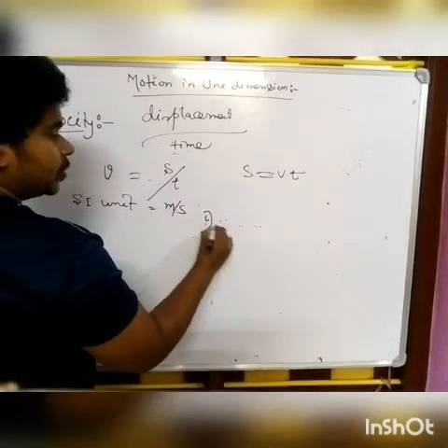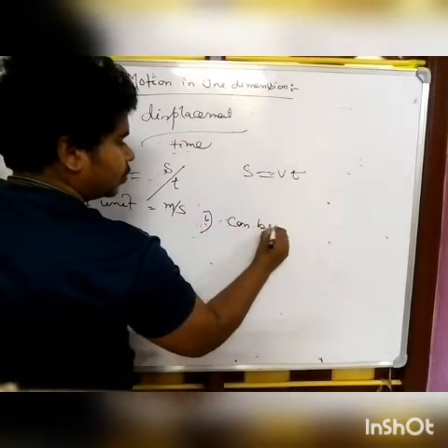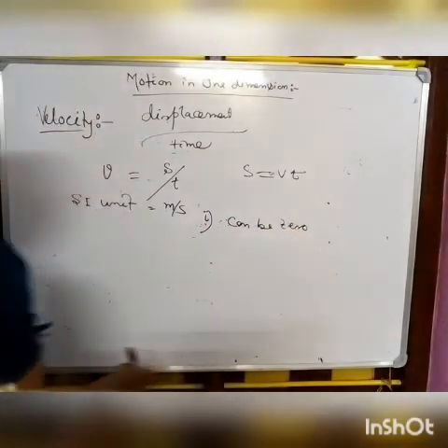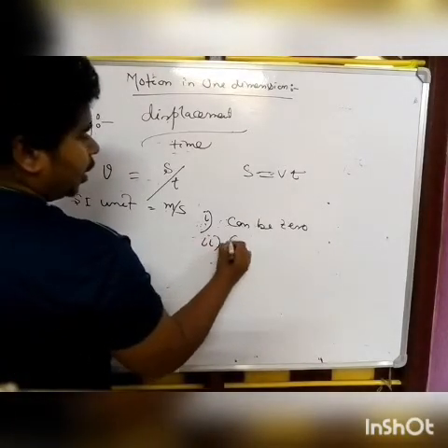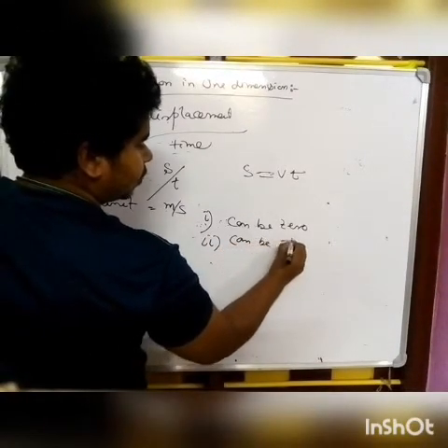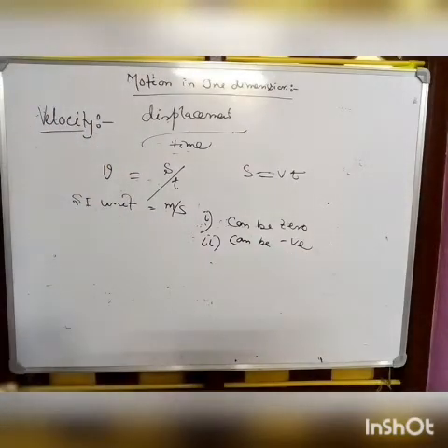Number one, it can be zero. Why? What is the reason behind that? Simply, as we know, the displacement can be zero. So the velocity of a body can also be zero because it is displacement by time. If displacement is zero, then our velocity should also be zero. Number two, it can be negative. Why? Because the displacement can be negative. If the displacement is negative, then we can say the velocity of a body should also be negative.